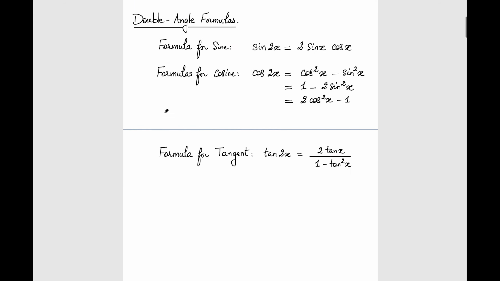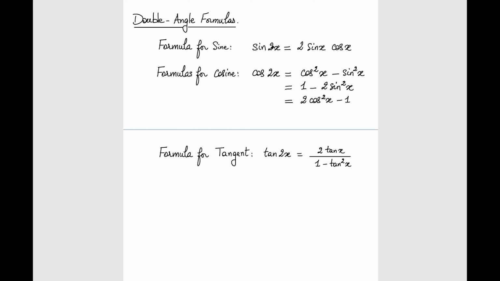So the double angle formulas, we have one for sine. So sine of twice x is 2 times sine x cosine x. Formulas for cosine, we have 3, they are all for cosine of 2x, and they are displayed on the screen. And the last one, it's a double angle formula for tangent, which relates the tangent acting on twice the angle to the tangent acting on just 1 times the angle, right?